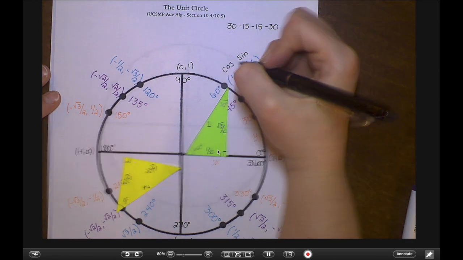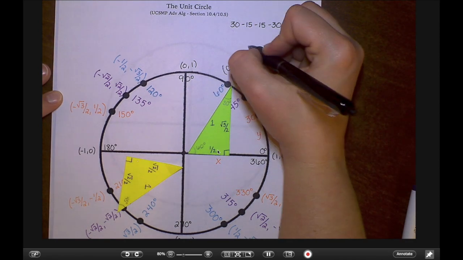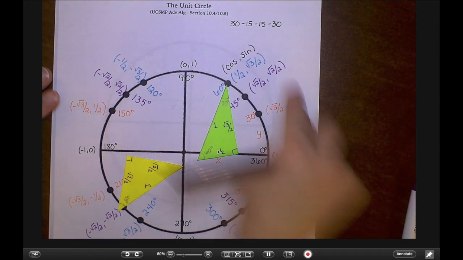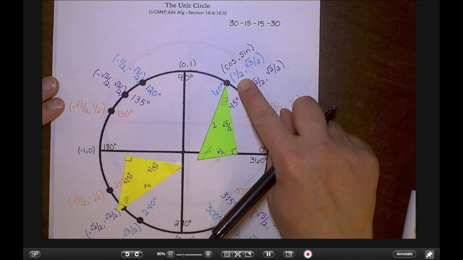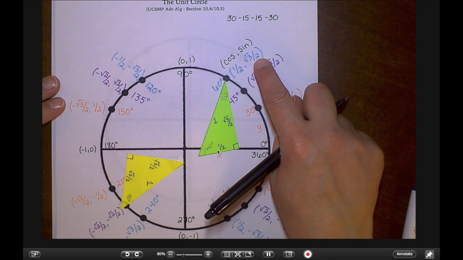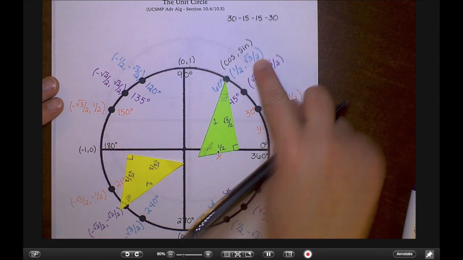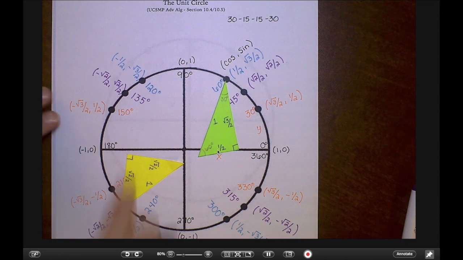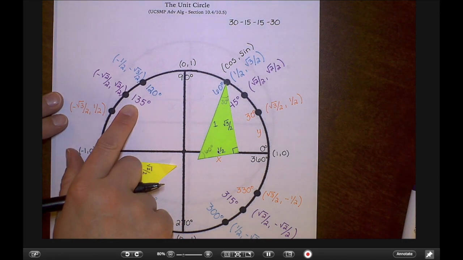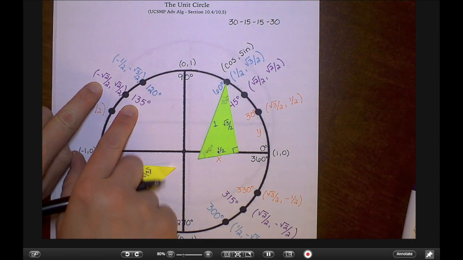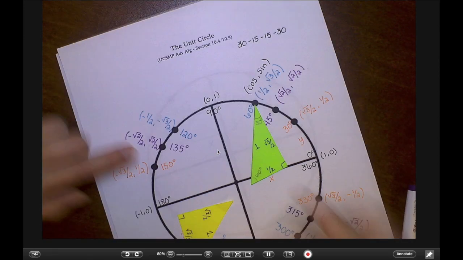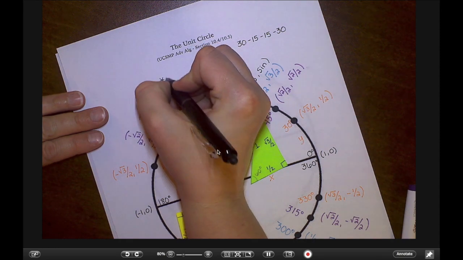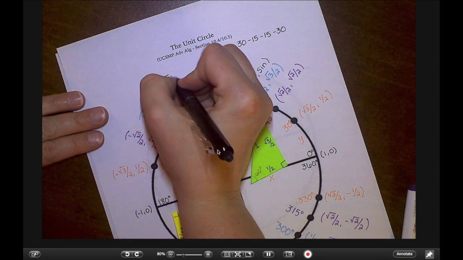And so what that means is that all the way around the circle, and I wrote this here, but this is true for every coordinate all the way around, your x coordinate is the cosine and your y coordinate is the sine, okay? So if I asked you for the cosine of 135 degrees, you would look at the x value and you would tell me that it's negative square root of 2 over 2. Okay, this is what we call exact values.